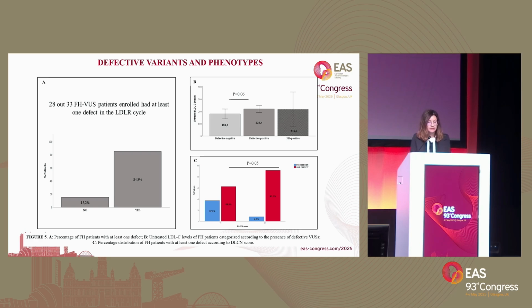Looking at the distribution of the DLCN score in this group of patients in panel C, we can see that 92% had a DLCN score equal to or higher than 6 at the Lipigen enrollment.